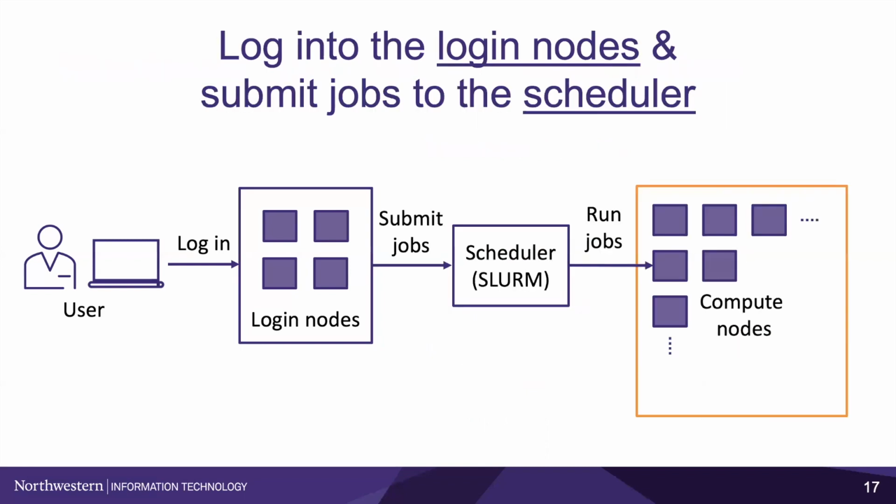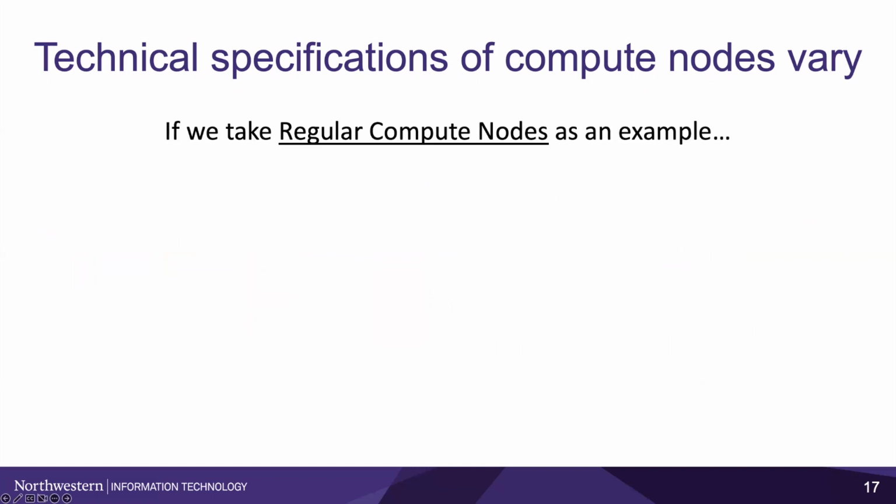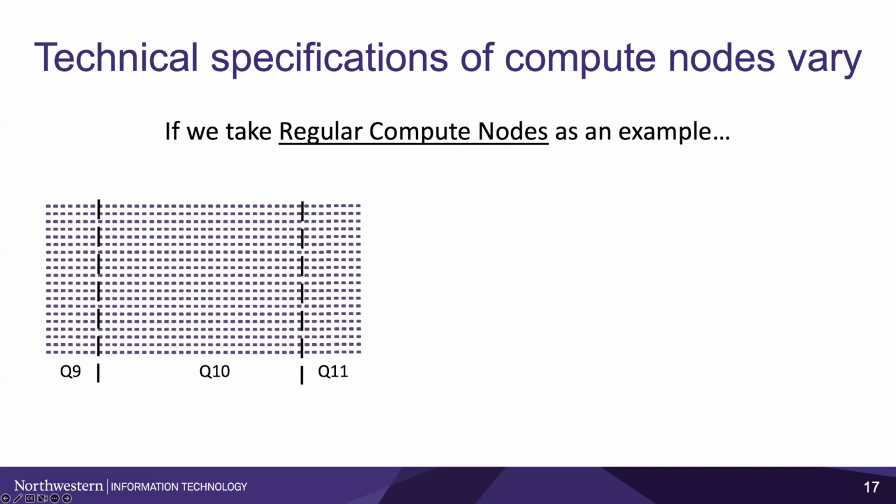All right, so now that we've looked at the scheduler and the login nodes, let's focus our attention on the compute nodes. The one thing that I want you to take away from this part is that there are various technical specifications of compute nodes at Quest. If we take the regular compute nodes as an example, there are actually 3 different generations of nodes, namely Quest 9s, Quest 10s, and Quest 11s.